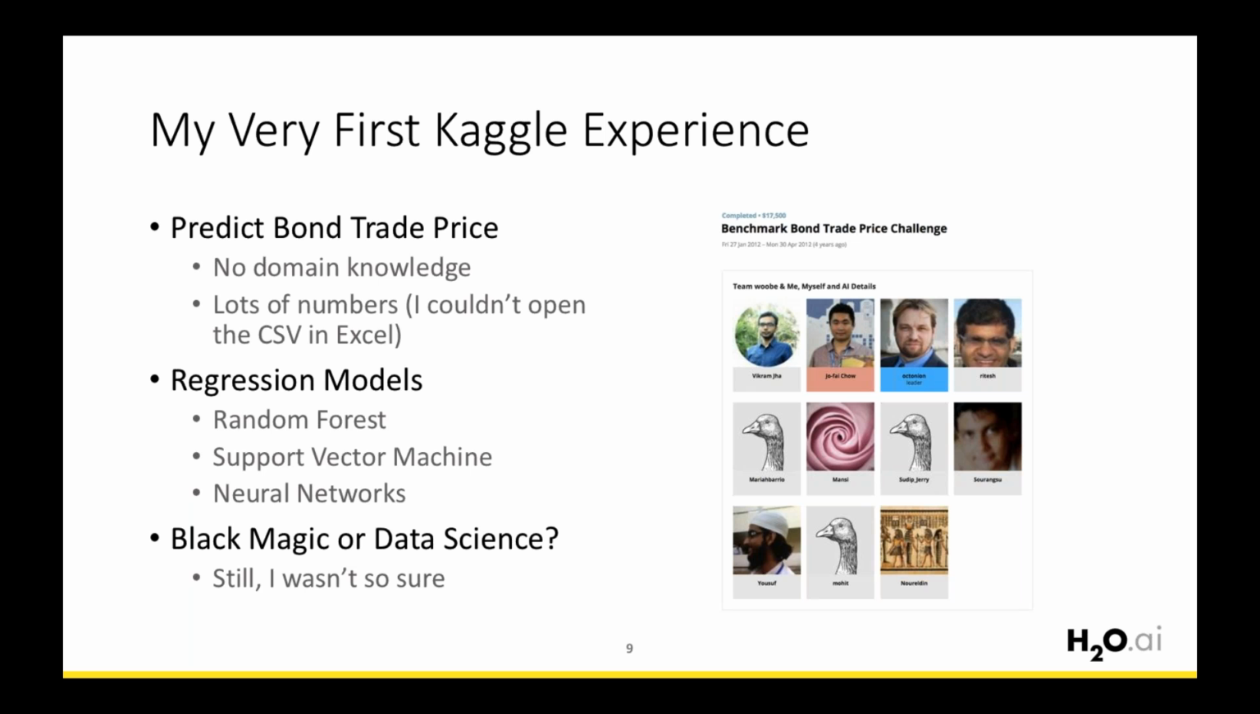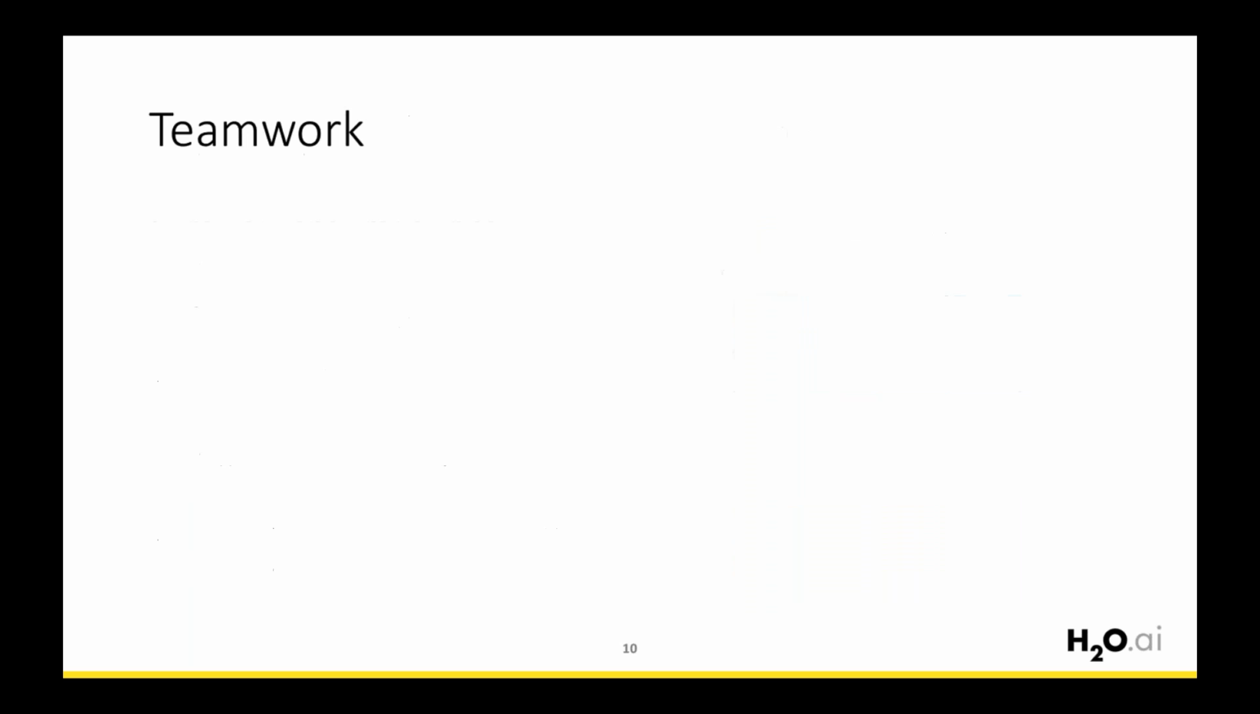But then I learned a few things about regression models: random forest, support vector machines, neural networks. These were all new to me. And I was thinking, is it black magic or data science? Still, I wasn't so sure after that competition. I just tried to do something that I learned from others.